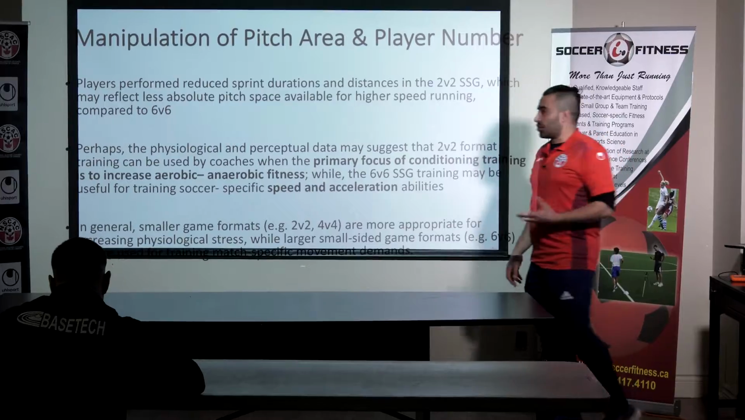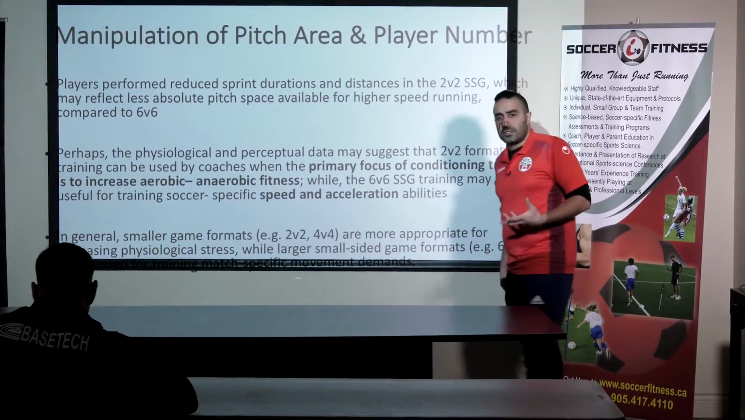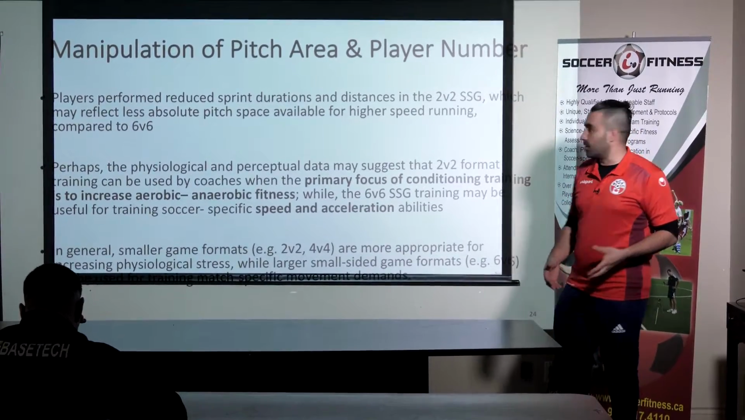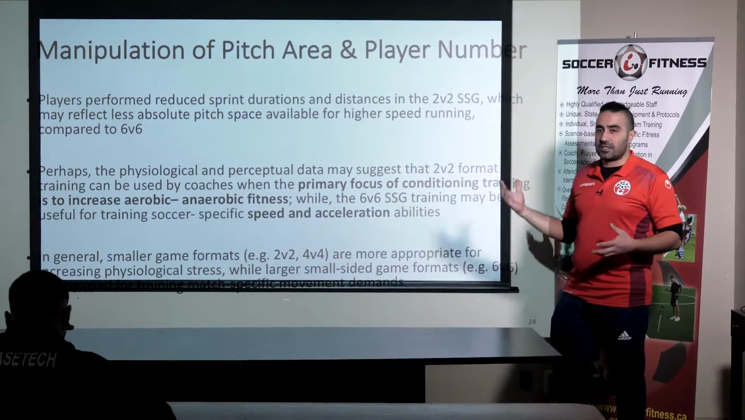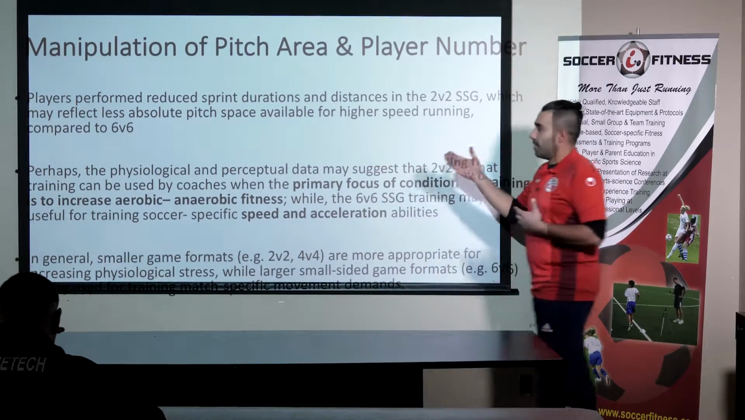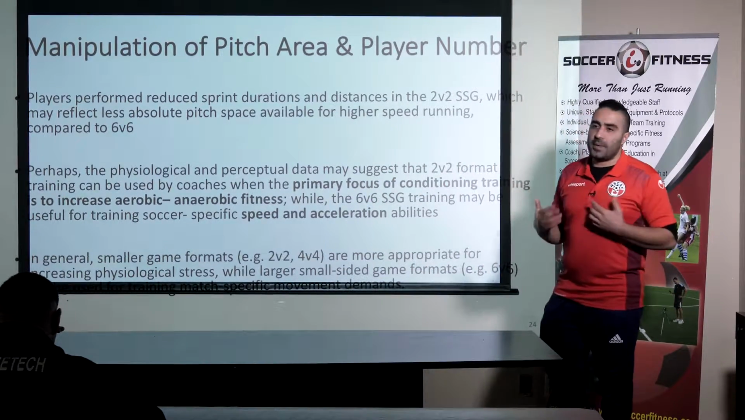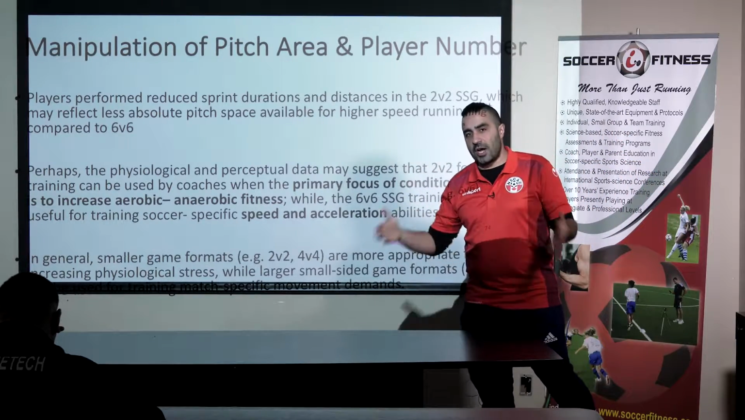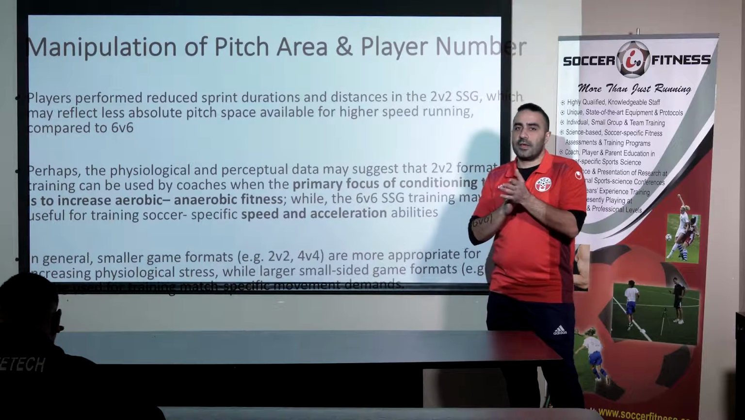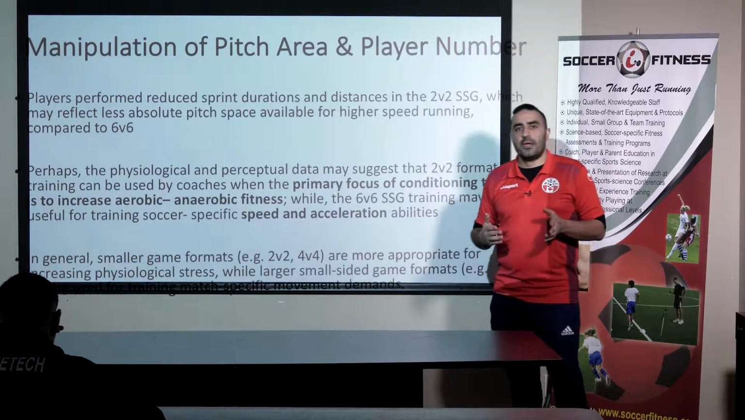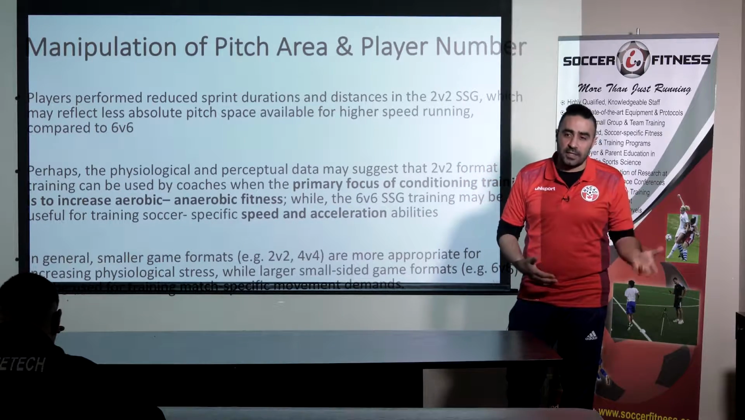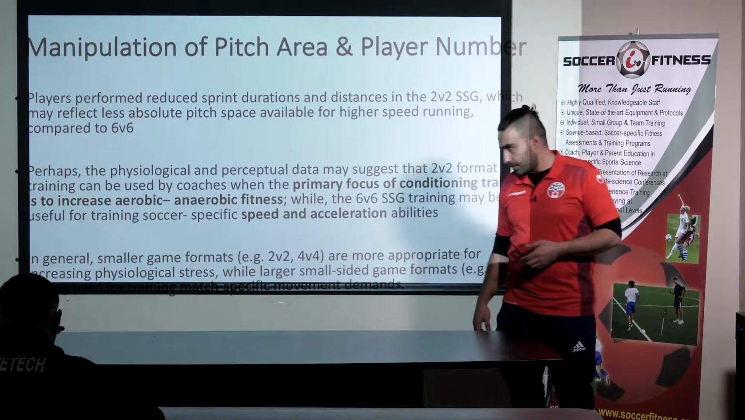So what that also shows us is that players performed reduced sprint durations and number of sprints and distances in 2v2 games due to their constraint, which essentially reflects that there's less absolute pitch space available for those higher speeds compared to 6v6. So if you have a much larger area, the players are able to sprint more and more frequently, but their involvement in the game could be much less and they get much fewer touches on the ball, right?